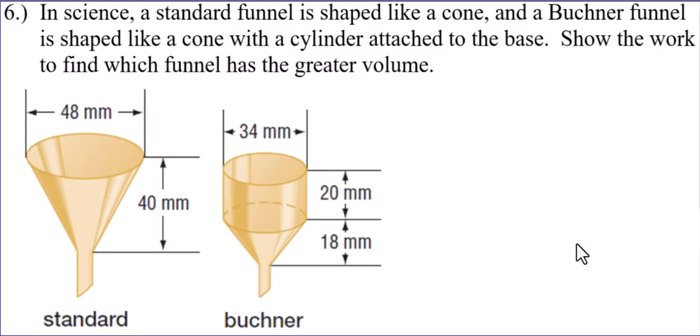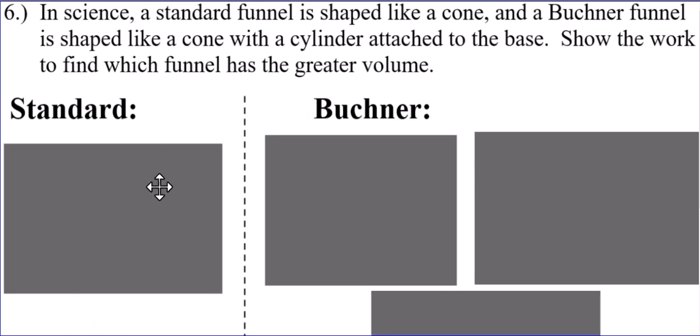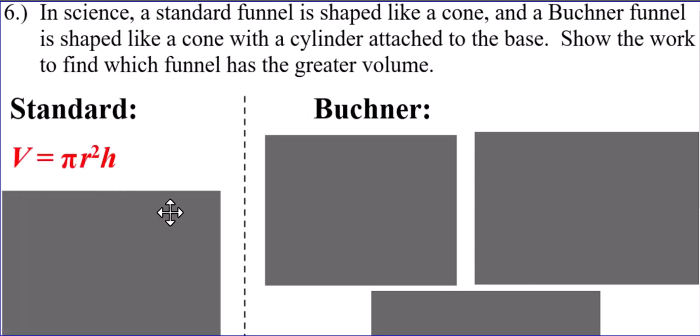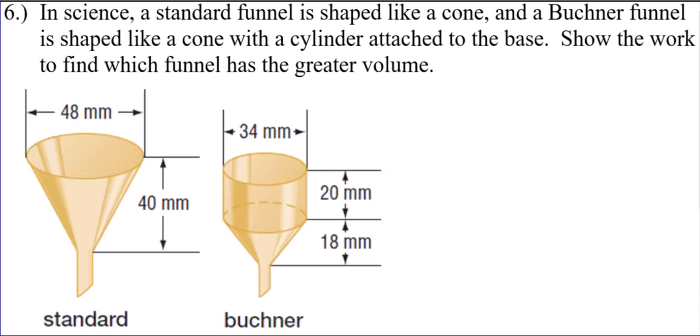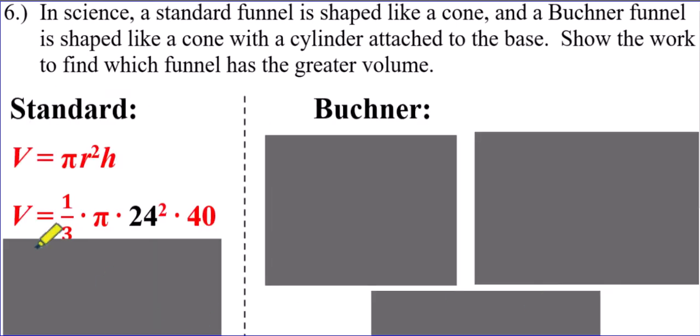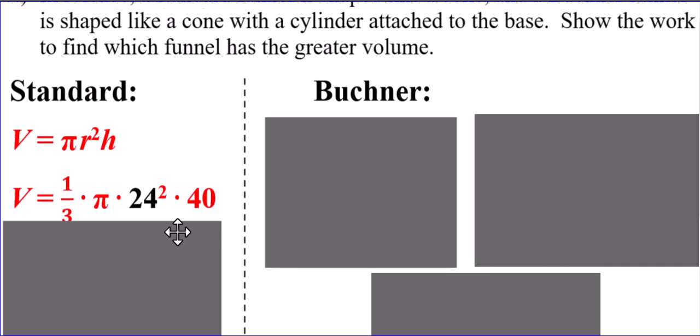This took a lot of work because you got to do the work for the standard funnel, which is a cone, and then you need to do the work for the 2 parts of the Buchner, whatever you call that funnel. It's a cylinder and a cone. So let's check that work. For the standard funnel, volume equals pi r squared h. Now, did you realize that they did not give you the radius? This right here is the diameter. You have to cut that in half to get a radius of 24. Taken to the 2nd power.